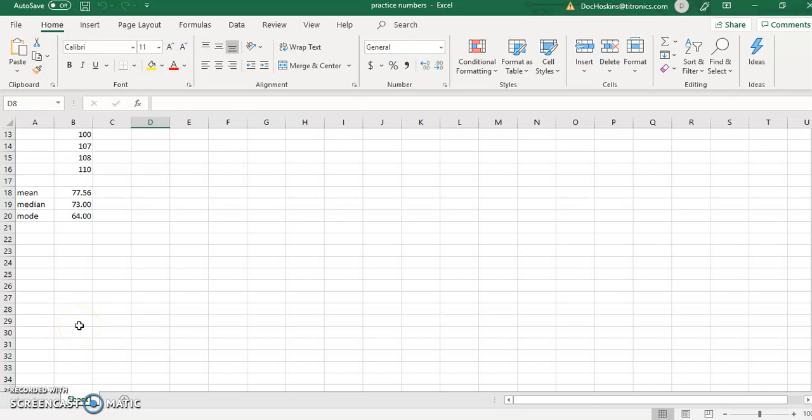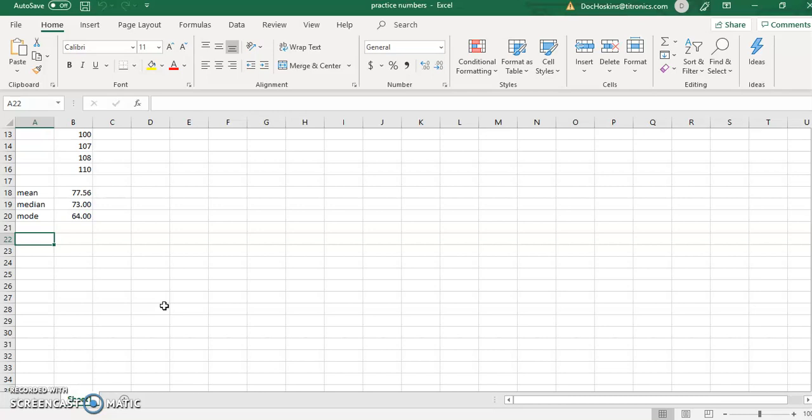Hello, this is John Hart again, and we'll be calculating skew values and outliers to see if there are any in Excel. We'll use the same data set as the mean, median, and mode video used.